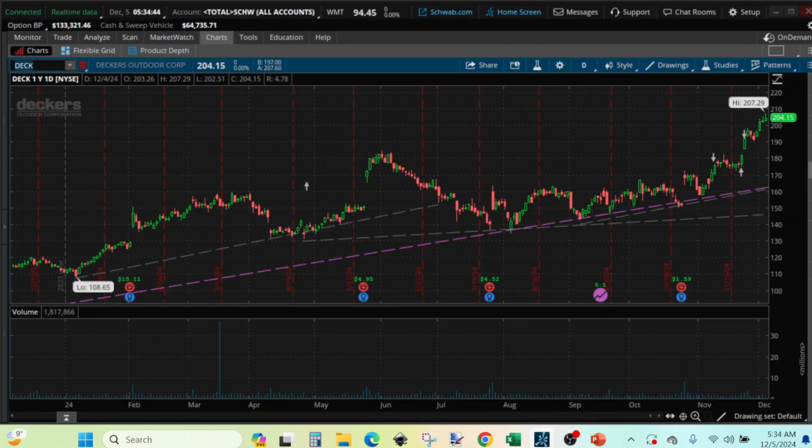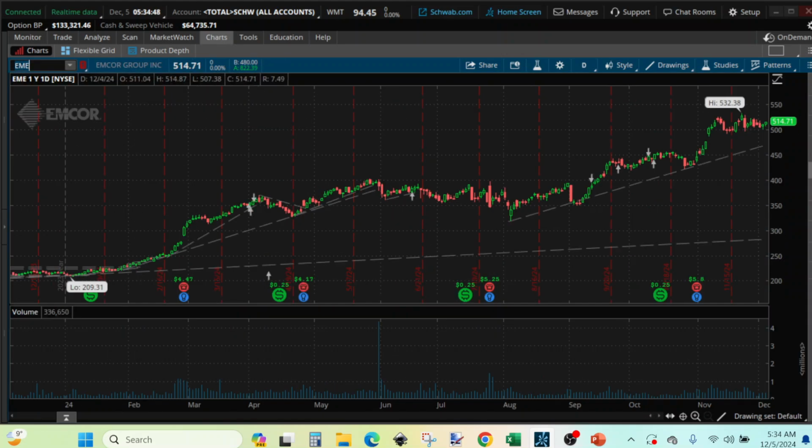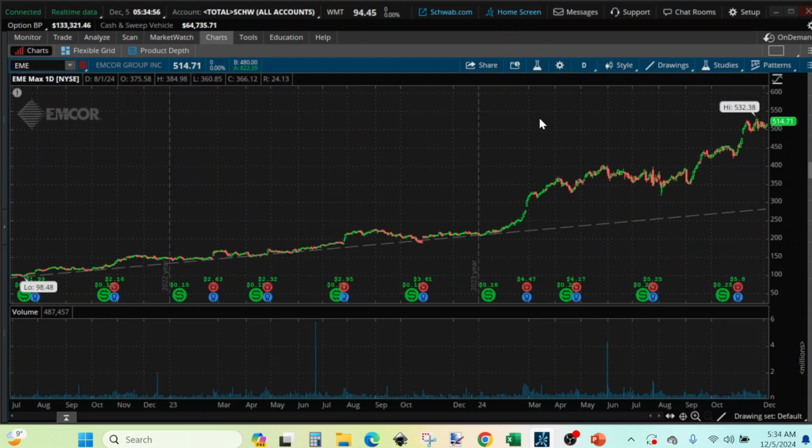But we did that and made money from it. We just don't want to do that in 2025. So this one, we do have this line here. To have a bigger picture of that line, we are going to go to the maximum daily chart.